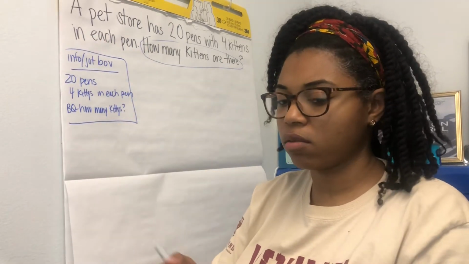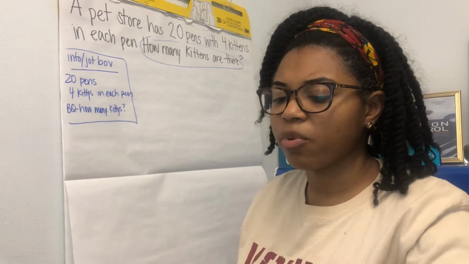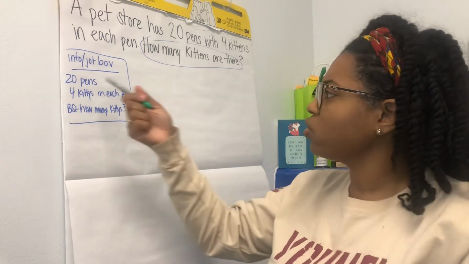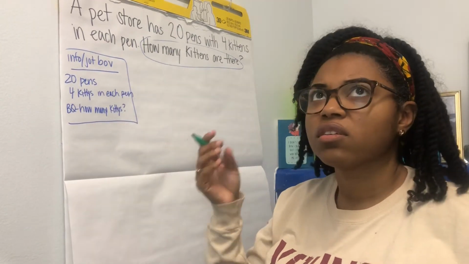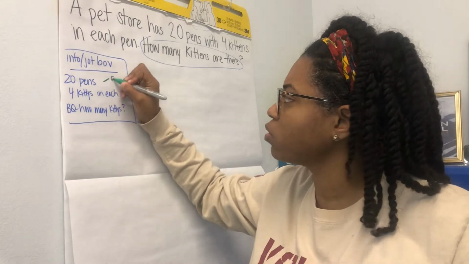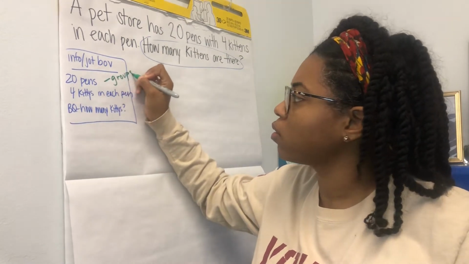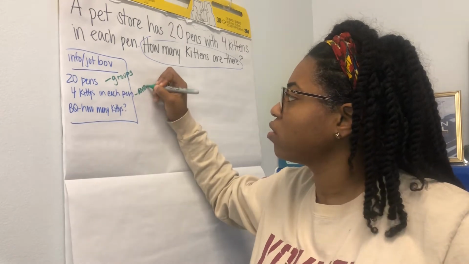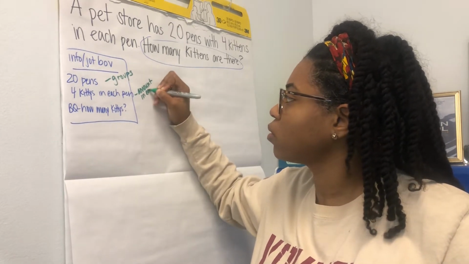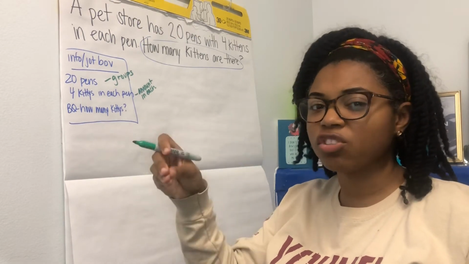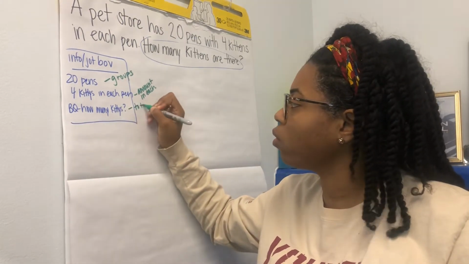Okay, let me think. What does each number represent? And let me use that to help me figure out the operation. So 20 pens, that's like the 20 little boxes or the circles. This is the groups. The 4 kitties in each, that's the amount in each. So how many kitties, we already know it's 4 in each, so it must be how many kitties in total.